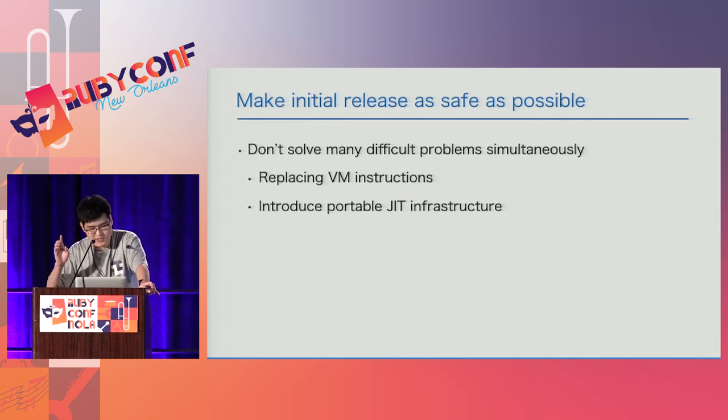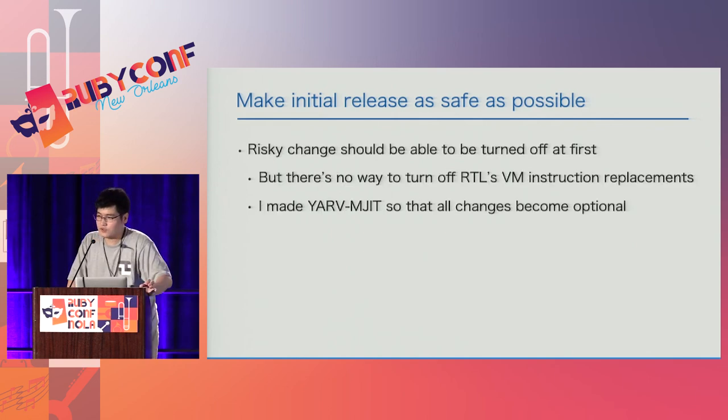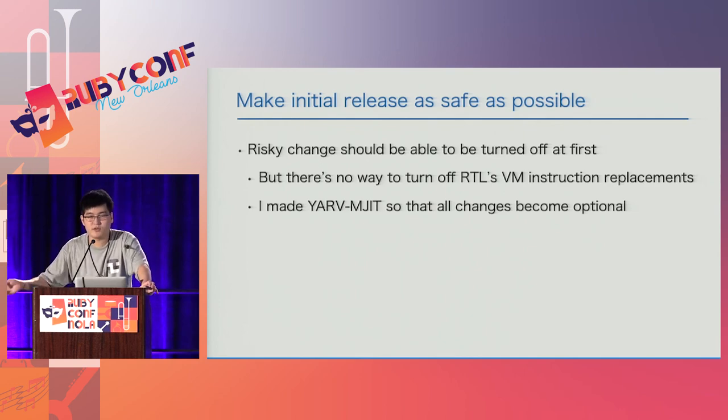MJIT replaces all of the VM instructions and introduces a JIT compiler, but it's not portable. So we need to do two different, very difficult problems. I want to make it optional at first, but we can't turn off replacing VM instructions because the bytecode is compiled beforehand. If only a JIT compiler is introduced, we can turn it off by just not passing the option. So even if we find a problem in the JIT compiler, we can turn it off. So it's very safe.